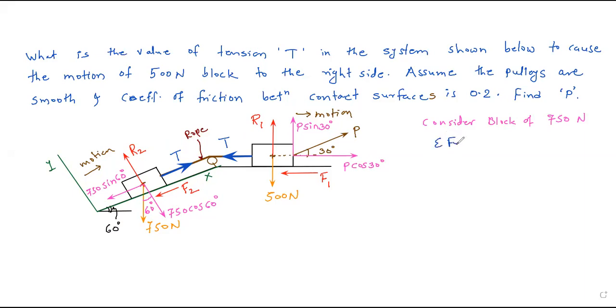Now if I apply summation fy equal to 0, upward forces are positive, downward forces are negative. So now you can see over here R2 is moving up, so R2 is positive, minus this 750 cos 60 which is moving downward, so it is negative. Okay, any other force there? No, there is no force.